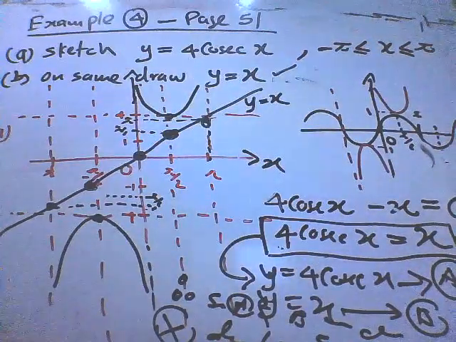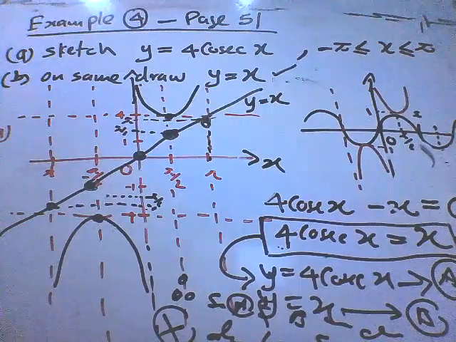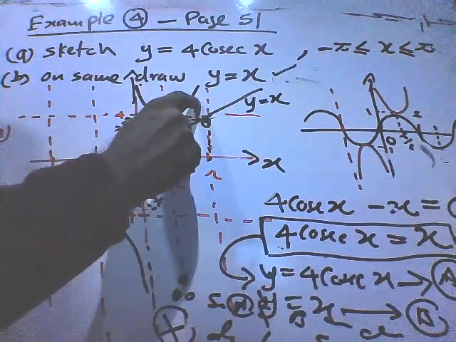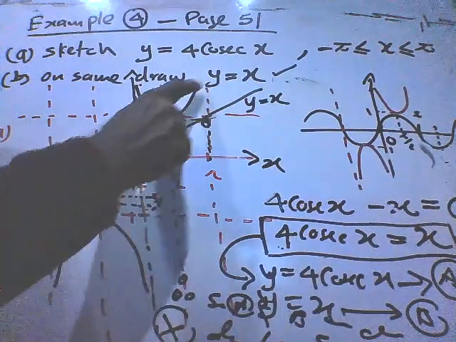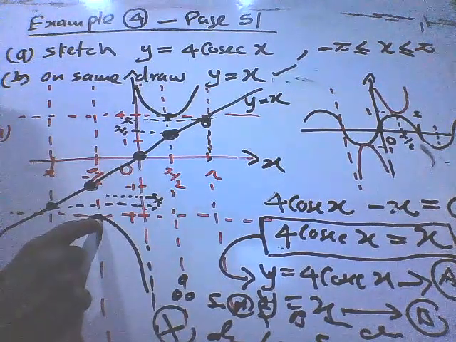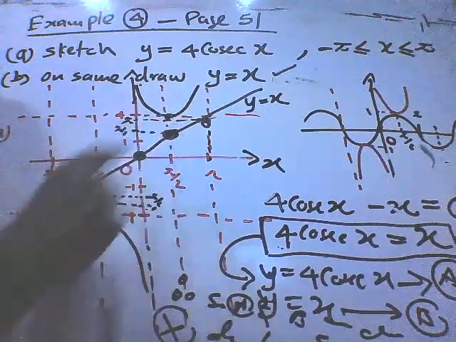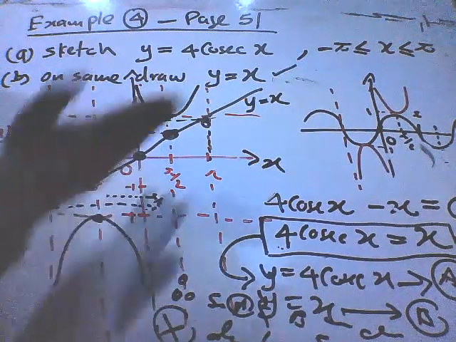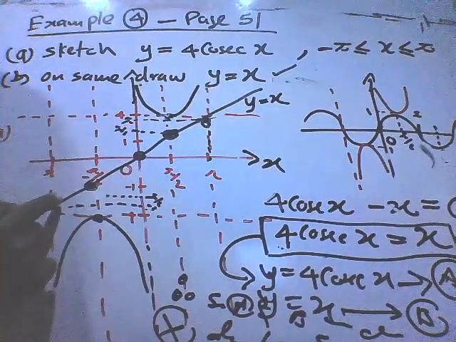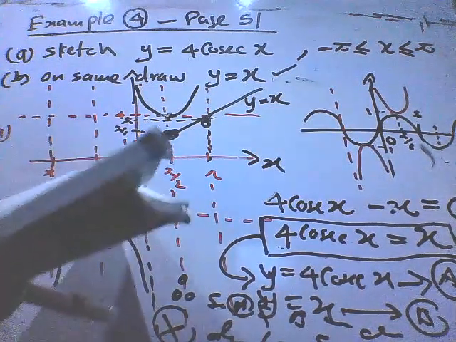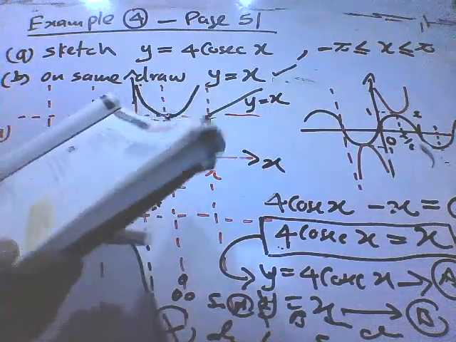If it touches here, then one solution. If it cuts in two places, here also another two places, so four solutions. If it is touching here, by symmetry it should touch here also, so two solutions. But if it is not cutting, by symmetry it is not cutting on this side also, so no solution. So from the graph you can see the answer of the book also, they have done it properly.